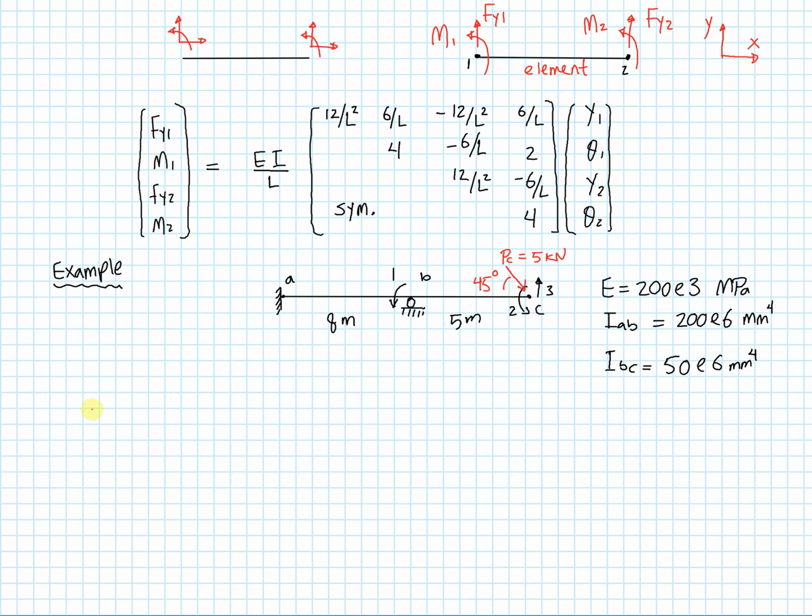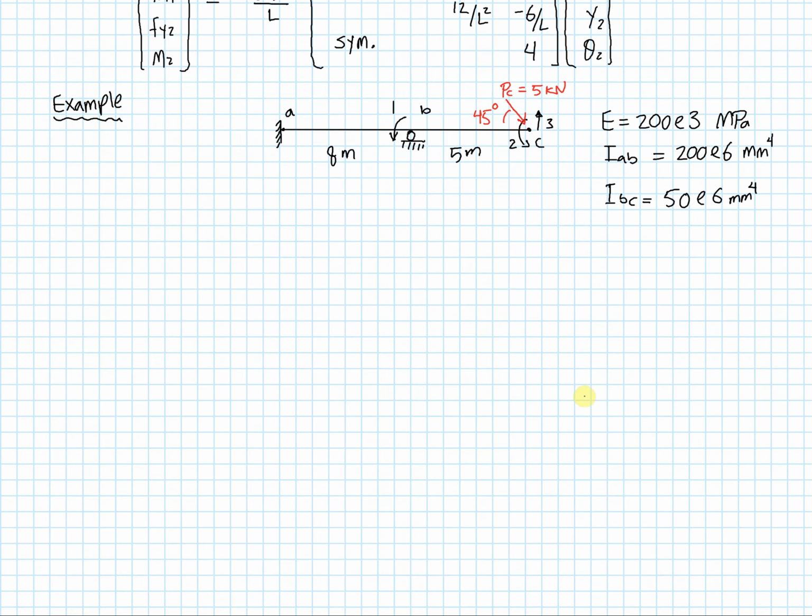Okay, so we're given the properties. We know what the local stiffness matrix looks like for each element. All we have to do is plug in the values of the parameters, like the lengths, the elastic modulus, and the values of I. And for the case of K_AB, we get the following: 5E3, 3/16, 3 divided by 4, minus 3/16, and 3 divided by 4.